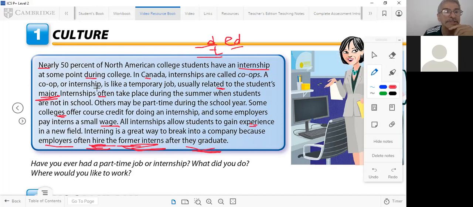Co-ops or internships. Co-ops is in England or in certain parts of Canada. They call them co-ops, which is the same as internship. It's like a temporary job, usually related to the student's major. The student's major is when a student is in the last semester of the career. It's not a beginner, it's a student's major when the student is in the last semester. That is major. A ver, ¿qué te estoy diciendo aquí? Dímelo.